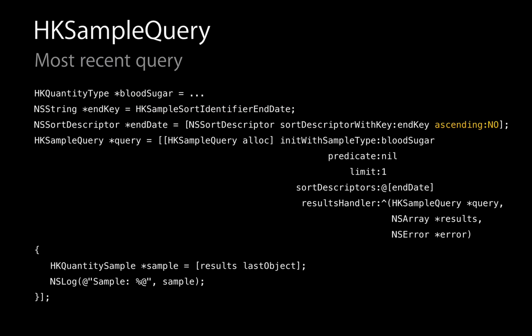When we create our sample query, we init it with a sample type of blood sugar, a nil predicate because we don't want to filter our results, a limit of 1 because we want the one most recent, and an array containing the sort descriptor we just created. In our result handler, because we know there's only going to be at most one result, we can just ask our results for the last object.